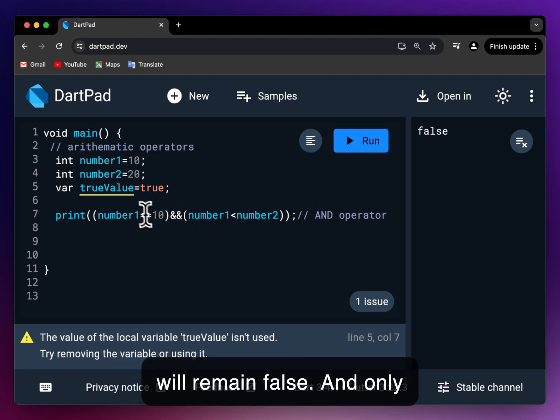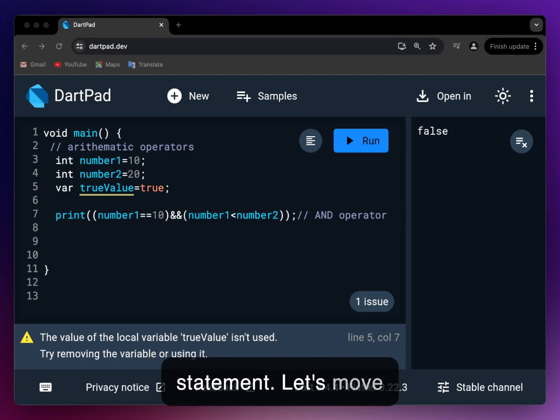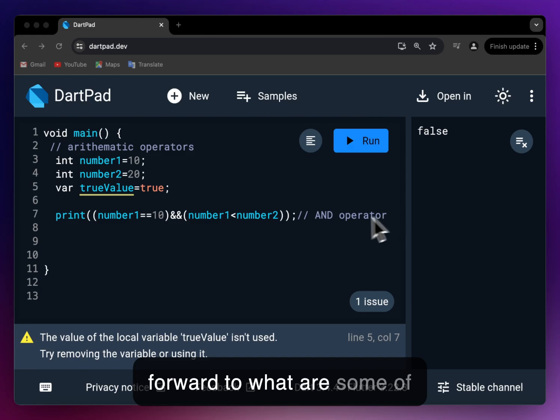And only when the first condition is true will it compute the second condition to make sure that it is also true, in order to return a true or false statement. Okay, let's move forward. What are some of the assignment operators?